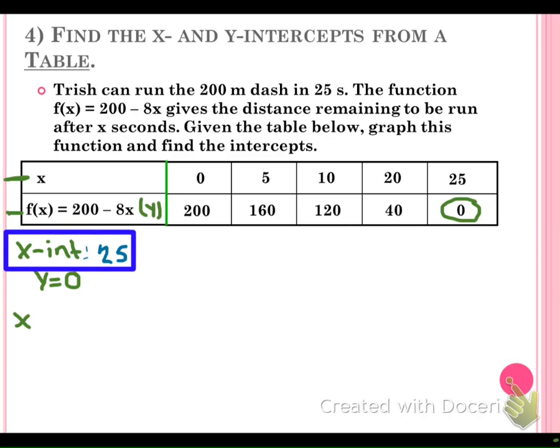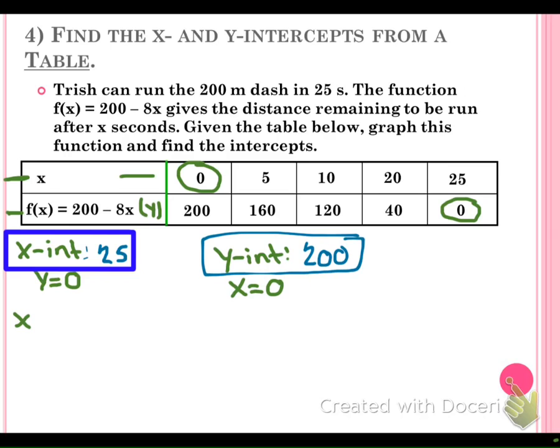And now I'm going to do the same thing, but this time with my y-intercept. In order to find the y-intercept, I need to know when x is equal to 0. So I'm going to go to the x-axis, and it's 0 right here when y is 200. So it means that my y-intercept is 200. Okay, and that's looking at the table.